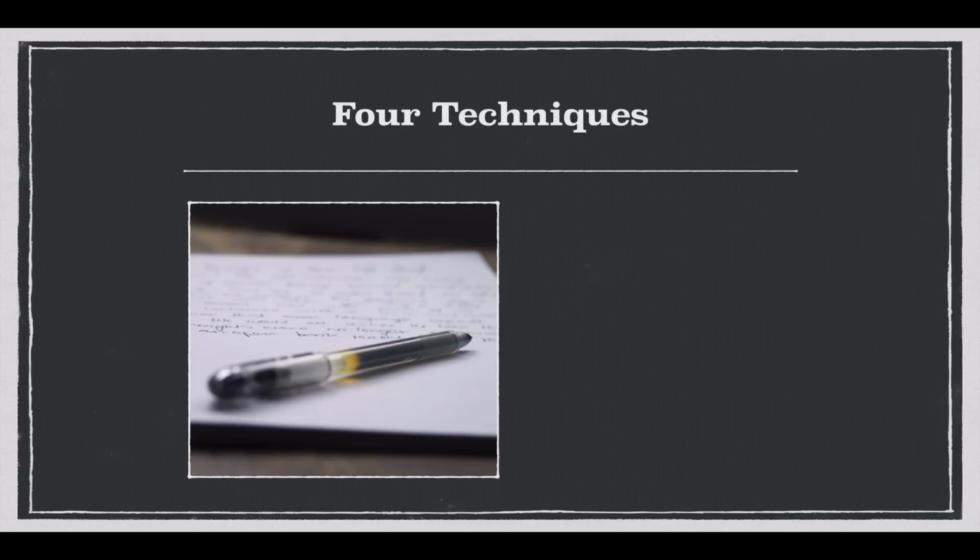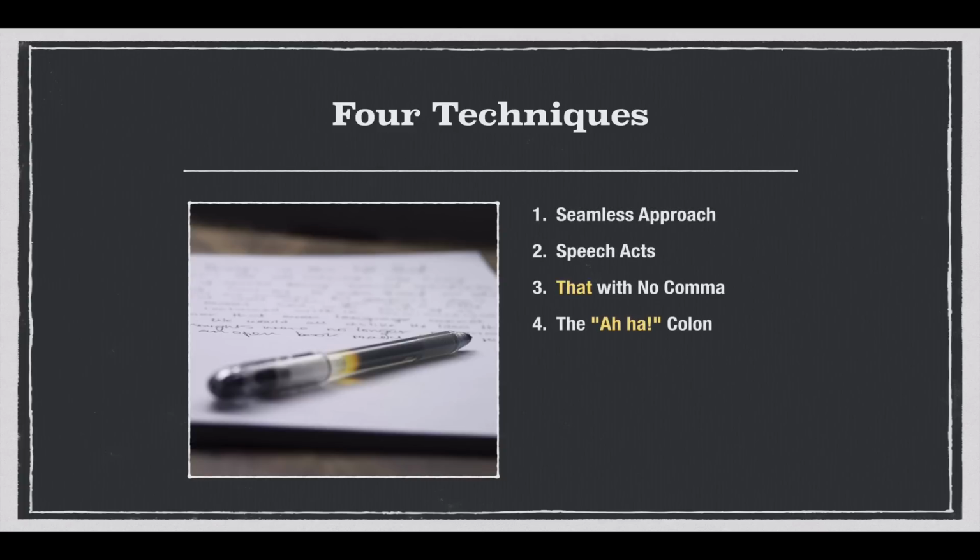There are 4 techniques that I'm going to go over in this video, and I'll just briefly summarize them here. First, we have the seamless approach, where you incorporate quotations seamlessly into your writing. We have speech acts, where you make it seem like the writer is talking to your reader. Then we have that with no comma, which is a variation on speech acts, except the punctuation is a little bit different. And then we have the aha colon, where you point to a quotation as proof of something you've just said.